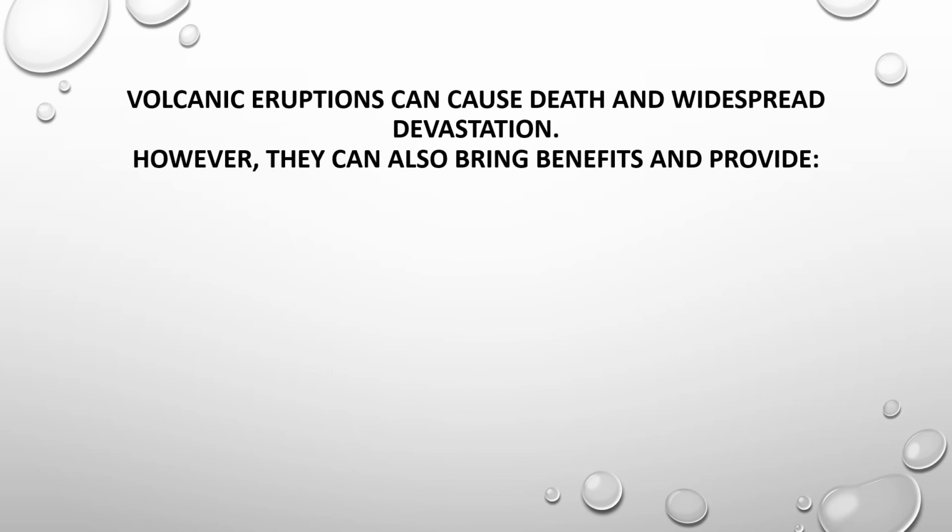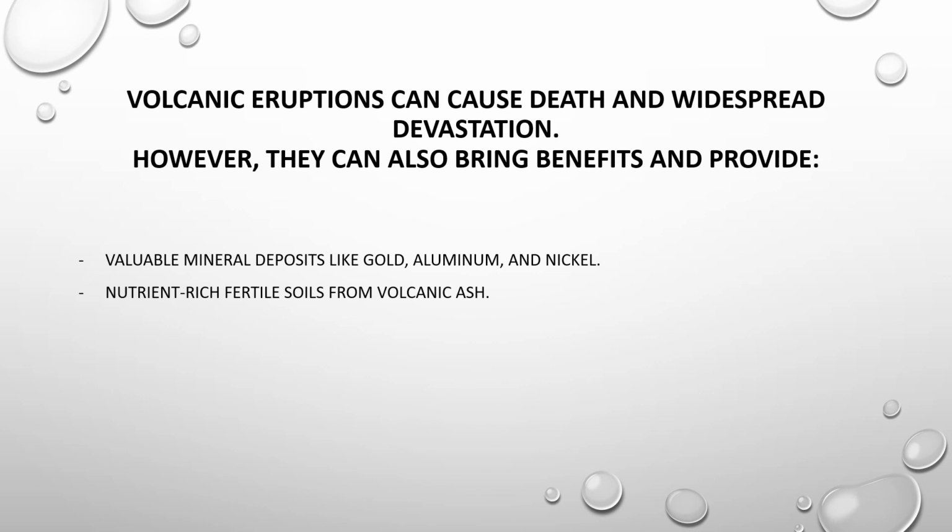Now that we understand the definition of a volcano, the anatomy of a volcano, and the different reasons why volcanic eruptions happen, let's see what are the benefits we get out of these eruptions. I do understand that volcanic eruptions can cause death and widespread devastation. However, they can also bring benefits to us. Valuable mineral deposits like gold, aluminum, and nickel are formed because of these eruptions. The volcanic ash makes our soils very fertile.